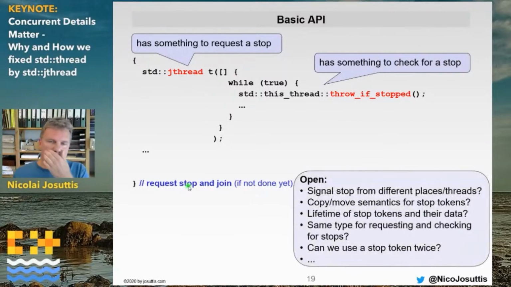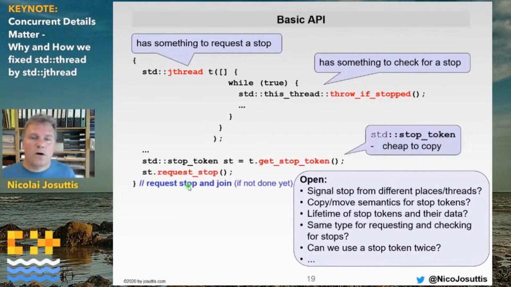A couple of questions arise. Should we be able to signal stop from different places, so other places, not only from here, from the thread? So the decision was yes, of course. So we introduced the concept of a stop token, which was used inside the thread, and we could use this token to request a stop. But what happens if we copy and move this token? It was clear, yes, we want to copy it to other places so that other places can signal stop. So it should be cheap to copy.